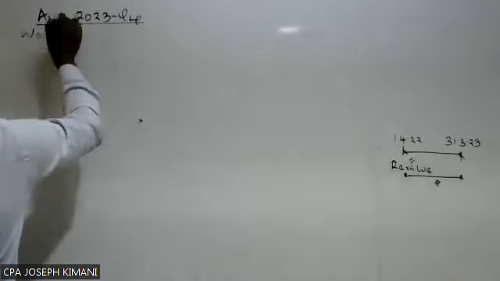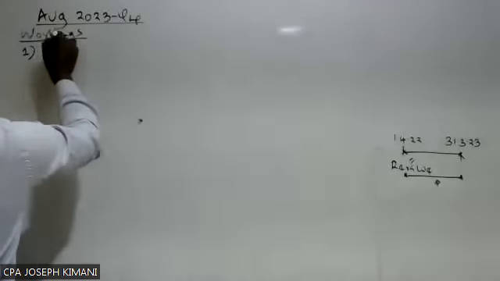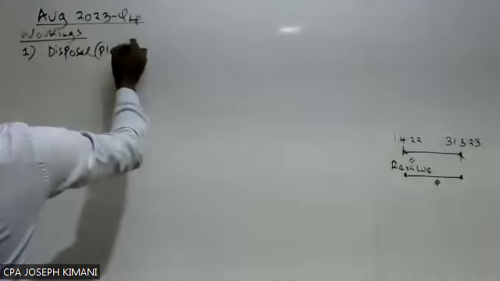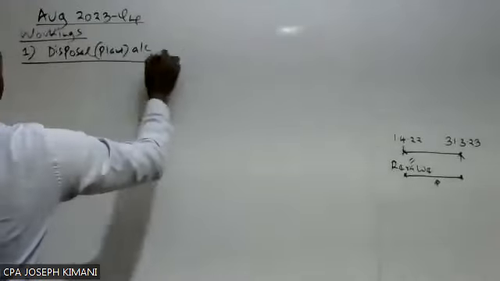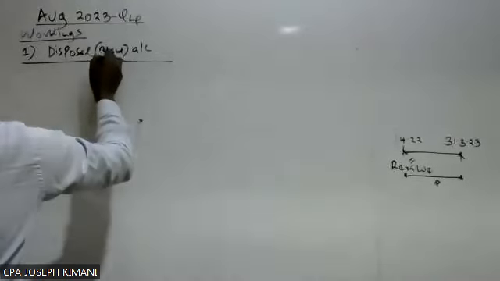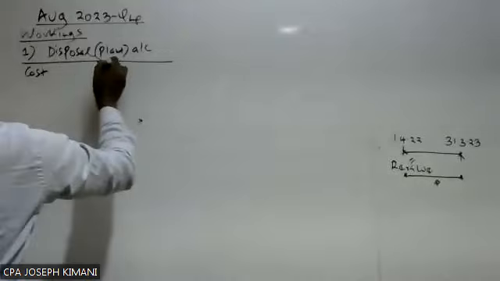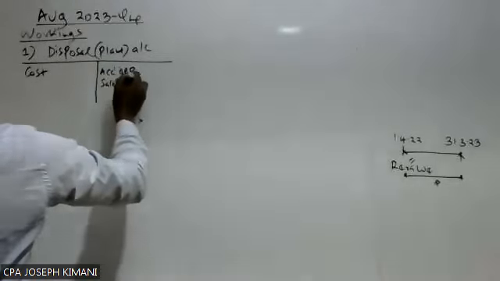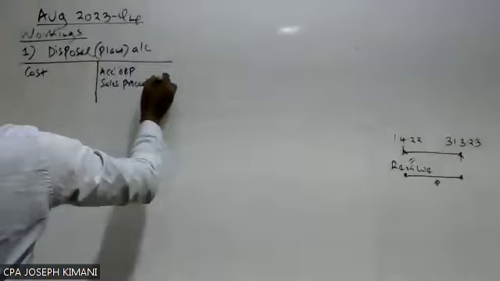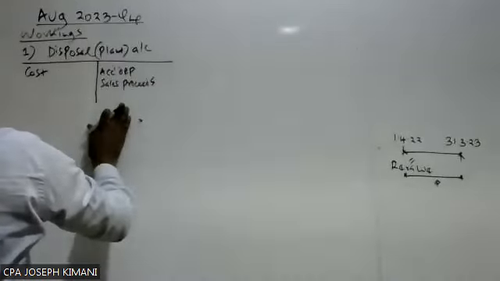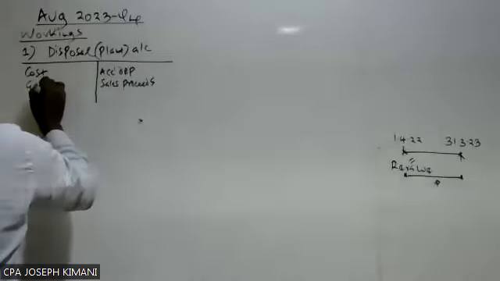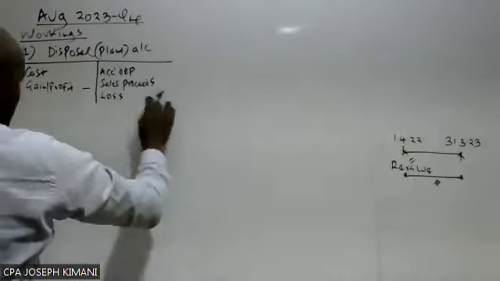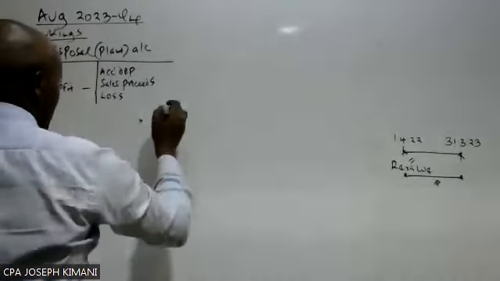So we have some workings. Let's start with the disposal account. This is the disposal account for plant. In terms of how we prepare this account, on the debit side, we should have the cost. Then on the credit side, we have the accumulated depreciation and the sales proceeds. And then we balance the account. A balancing figure on the debit side is a gain or a profit on disposal. But in our case, we are told this item was disposed at a loss, which should be the balancing figure on the credit side. And the loss is what?